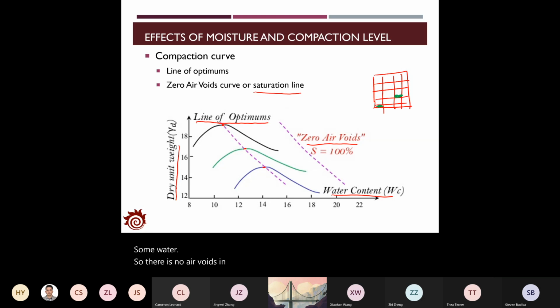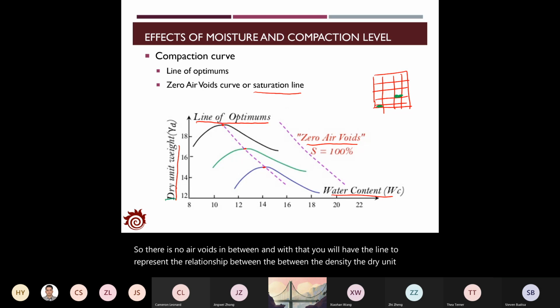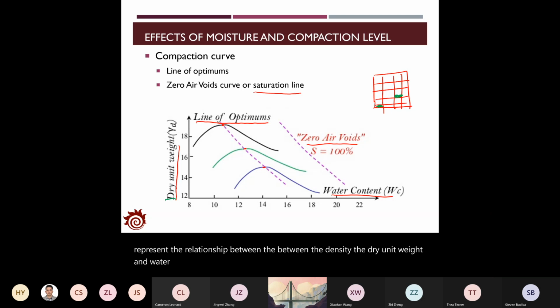And with that, you will have the line to represent the relationship between the density, the dry unit weight, and the water contents. But obviously, with a higher water contents, the density would be smaller. That's based on the assumption that the density of the solids is always higher than the water.